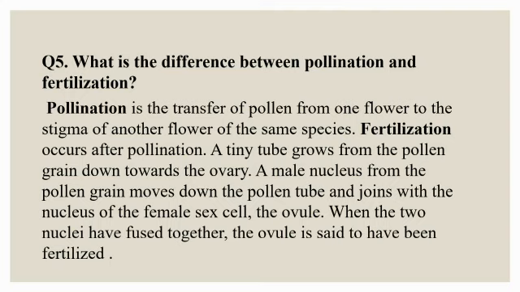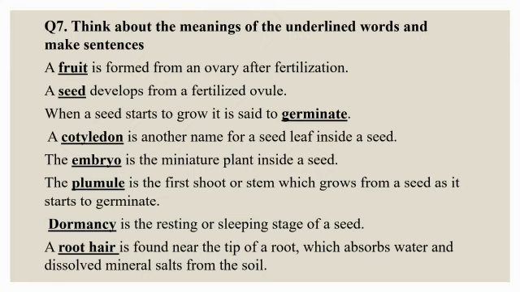Think about the meanings of the underlined words and make sentences. So the first word is fruit. A fruit is formed from an ovary after fertilization. Seed. A seed develops from a fertilized ovule. Germinate. When a seed starts to grow, it is said to germinate. Cotyledon. Cotyledon is another name for a seed leaf inside a seed. Embryo. The embryo is a miniature plant inside a seed. Plumule. The plumule is the first shoot or stem which grows from a seed as it starts to germinate. Dormancy. Dormancy is the resting or sleeping stage of a seed. Root hair. A root hair is found near the tip of a root and absorbs water and dissolved minerals from the soil.